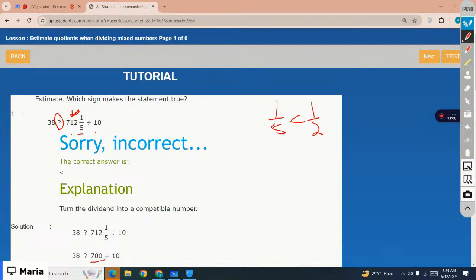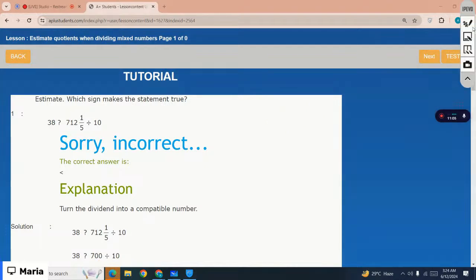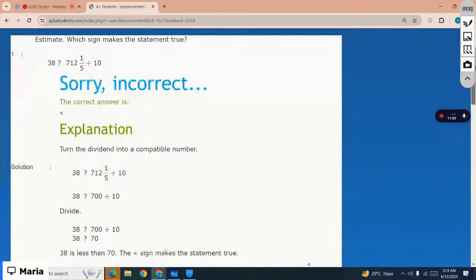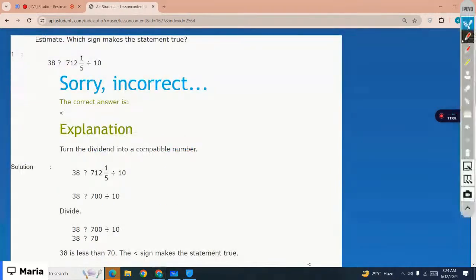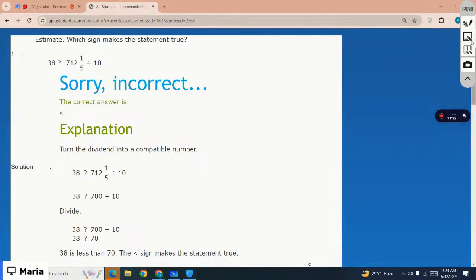Got it? Like you need to round off the number. Basically, you don't have to check the fractional part. You have to round off this mixed number to a number that can be easily divided by 10, right? So the number is 700. So you can divide it: 700 divided by 10 is 70. So 38 is less than 70. The correct option is less than. Got it? Let's just start with the practice question, then I'll explain again.